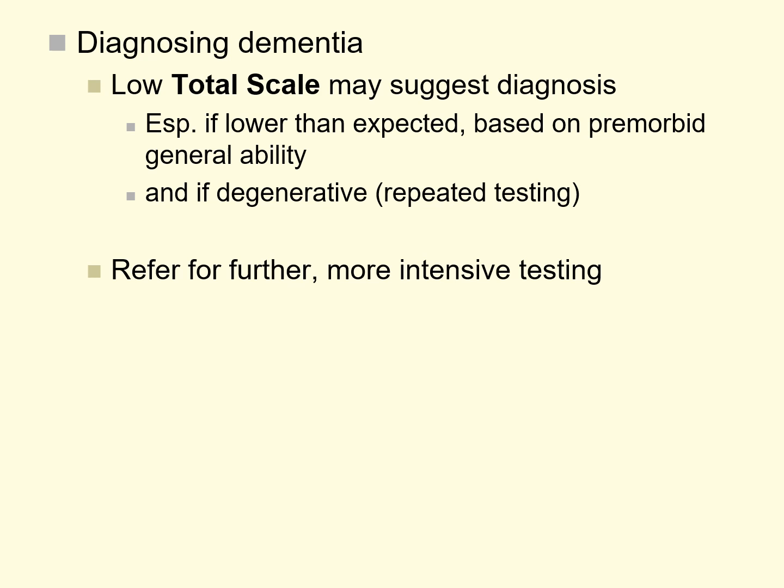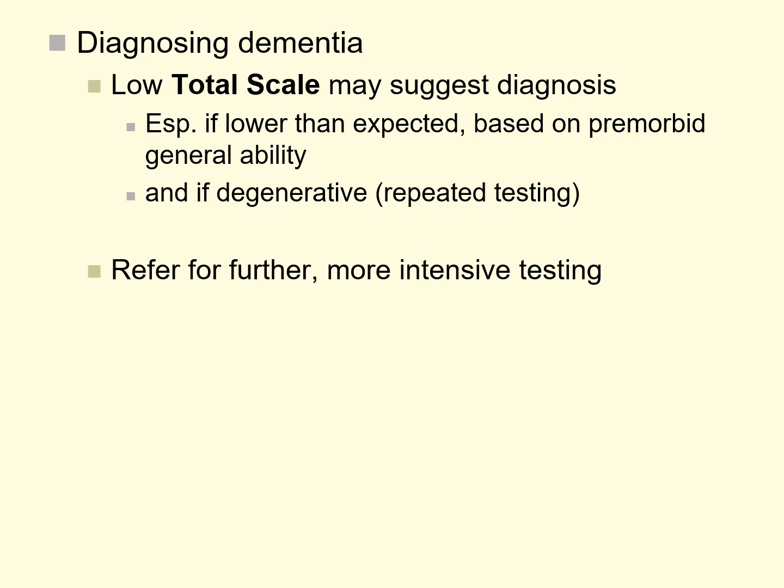So to diagnose dementia, if we see a low total score, it may suggest a diagnosis, especially if that score is lower than we'd expect based on what we think their pre-morbid general ability is. And if we see that that pattern is degenerative. Again, the RBANS is a repeatable test, so we could imagine bringing someone in for testing and then bringing them back 6 months later or 12 months later. If we see that their function is yet further declined, then that looks like dementia.